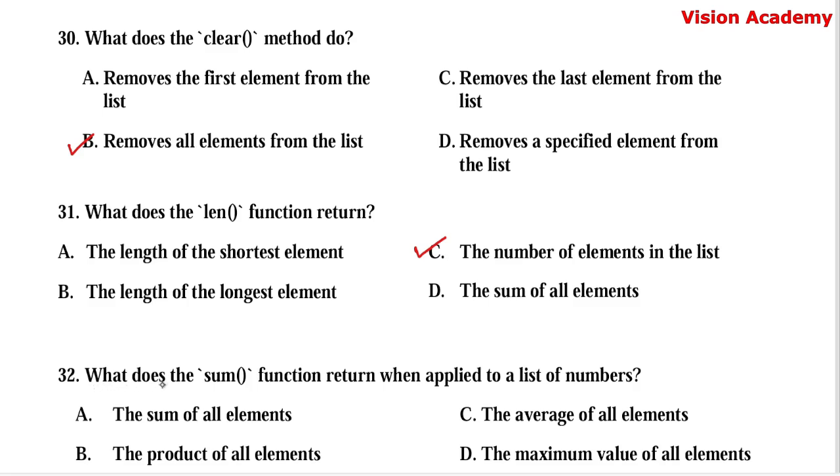Question number 32. What does the sum function return when applied to a list of numbers? Option A, the sum of all elements. B, the product of all elements. C, the average of all elements. D, the maximum value of all elements. So here option A, the sum of all elements, is the right answer.